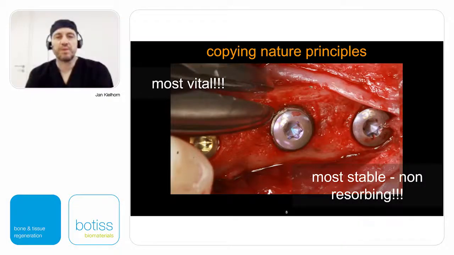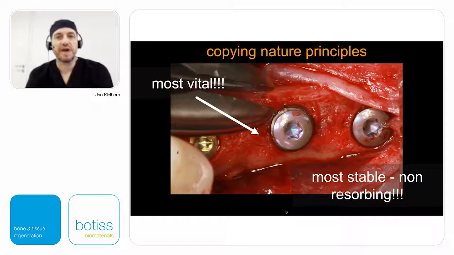So what we would like to do around our implants is copy nature's principles. Around our implants, we would like to have the most vital material, because vital bone material can react to stress. It can build a stronger bone. You can modify it. It will nourish your soft tissue. So there we have the most vital material around the implant to have a long-term implant success.